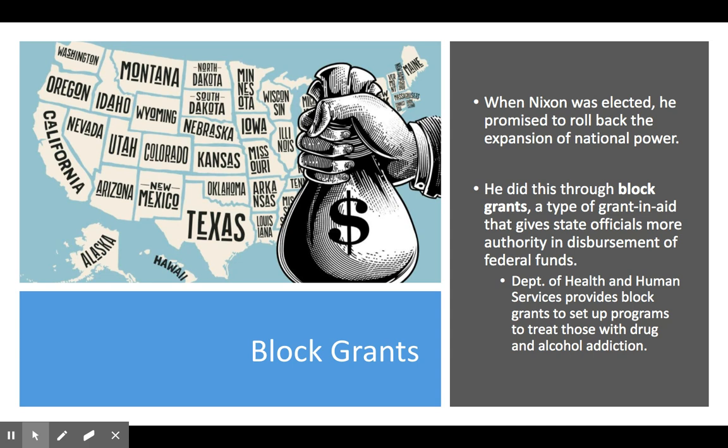And this is a type of grant in aid that gives state officials more authority in disbursement of federal funds. So it's given for broad purposes with few strings attached. So an example here is that the Department of Health and Human Services provides block grants to set up programs to treat those with drug and alcohol addiction. So block grants could be provided for substance abuse, for community development, for social services, for conservation. So very broad purposes, no strings attached, or very few strings attached.